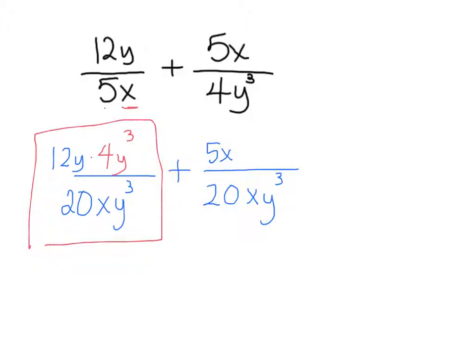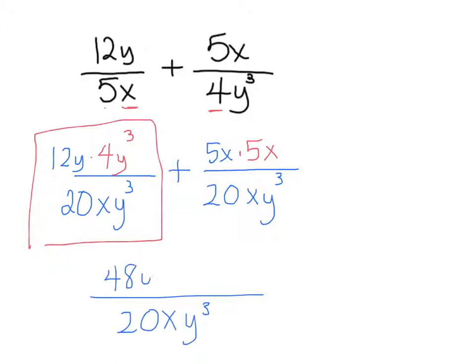All right, so over here, I have a 4, but not a 5. So this is times 5. I have a y to the third, but not an x. Okay? So this is going to be all over 20xy to the third, and I'm going to have 48y to the fourth plus 25x squared.